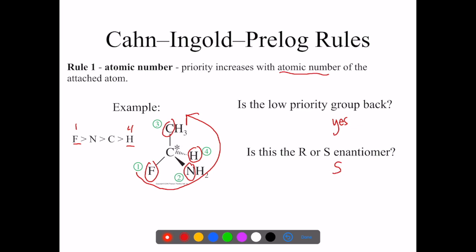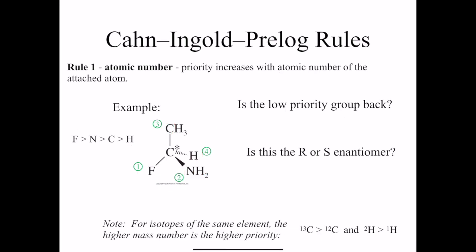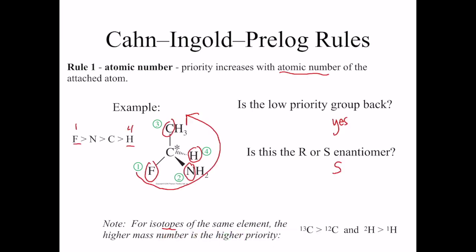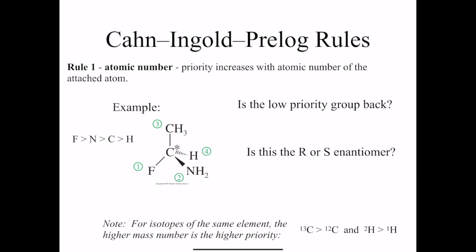And the little note that I have at the bottom is that if you have isotopes, it will go by atomic mass. So if you had two isotopes of carbon, for instance, carbon-13 would have higher priority than carbon-12.